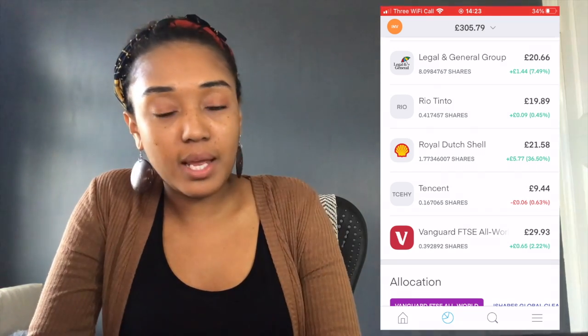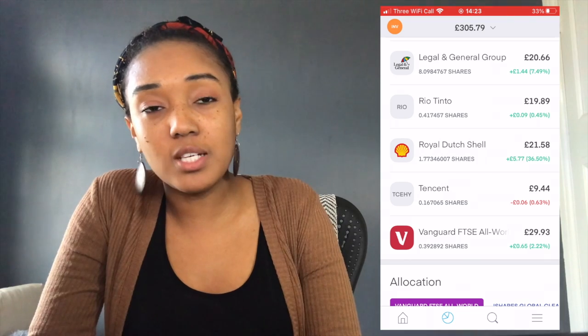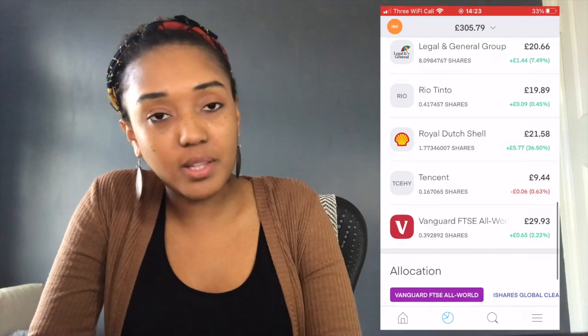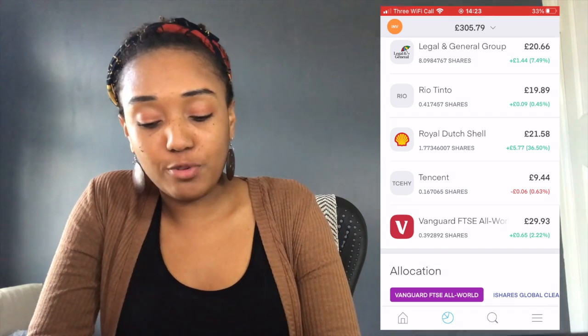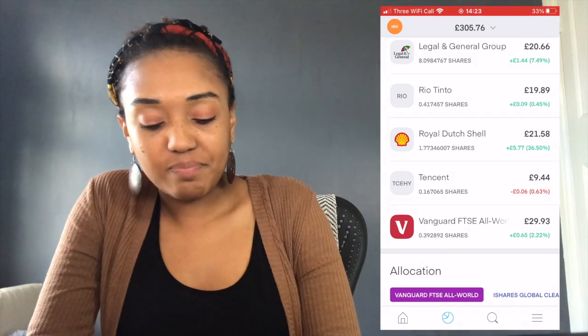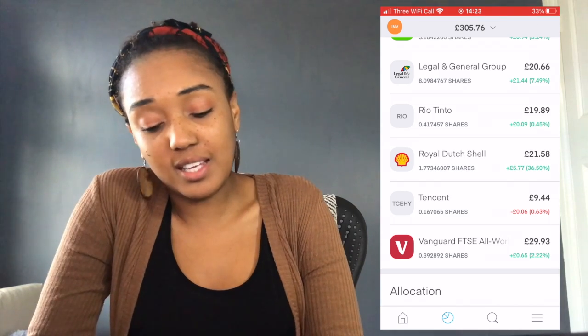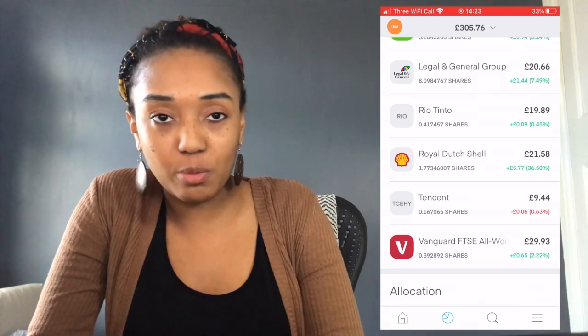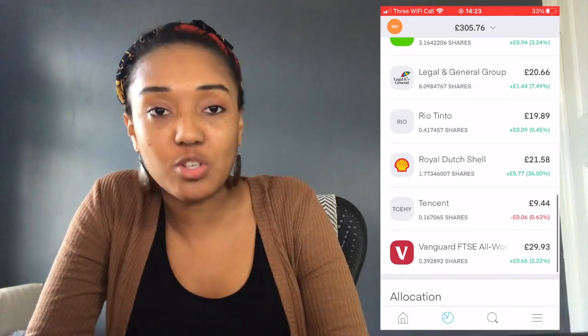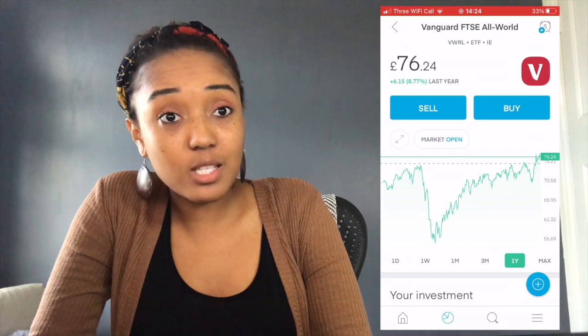So I am considering buying a few more stocks in different markets, but this is what I have for now. And then last but not least, I have the Vanguard FTSE All World. And I mean, this is a no-brainer. It is an ETF and it tracks the world stock market. Yes, the entire stock market it's tracking. So let's buy a bit more.